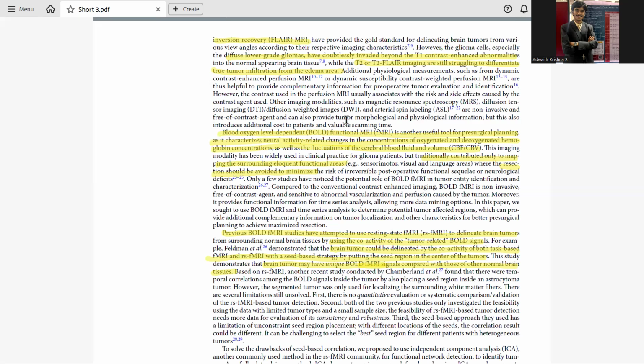Now, blood oxygen level dependent functional MRI is another tool for pre-surgical planning. This tool basically characterizes activity-related change in the concentration of oxygenated and deoxygenated hemoglobin, as well as fluctuation of cerebral blood flow and volume. Previous BOLD fMRI studies have attempted to use resting state MRI to delineate brain tumors.